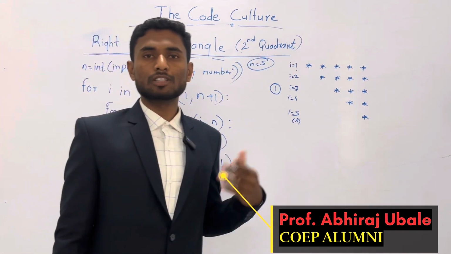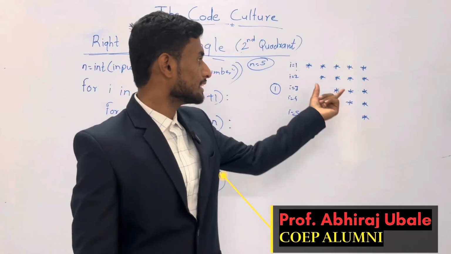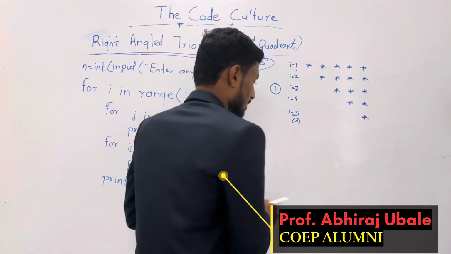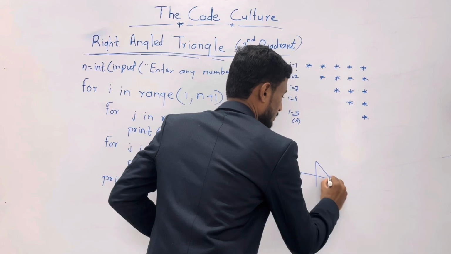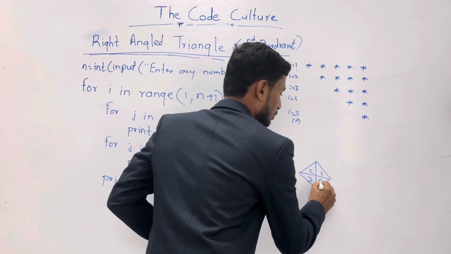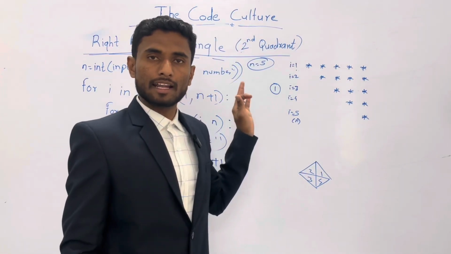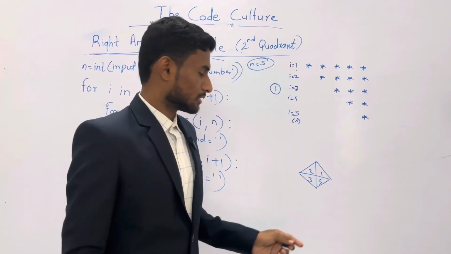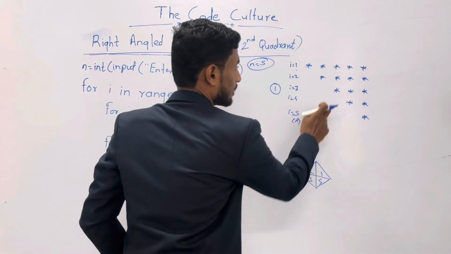Last lecture we saw how to print the second quadrant right angle triangle. OK, now we'll go to the third and fourth quadrant. First we'll see the third quadrant. So what does third quadrant mean? This is the first quadrant, this is the second quadrant, this is the third quadrant, and this is the fourth quadrant. So we are going to print a right angle triangle in particular quadrants. Now we'll print this third quadrant right angle triangle.